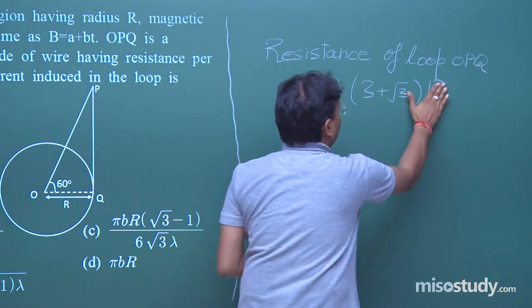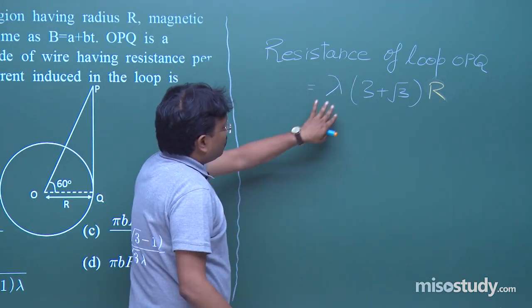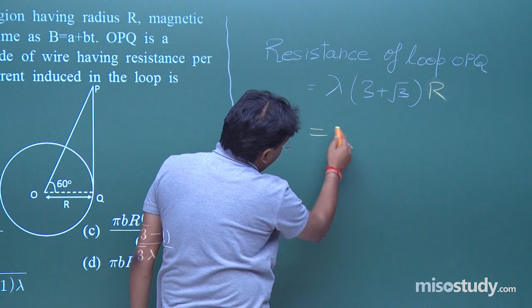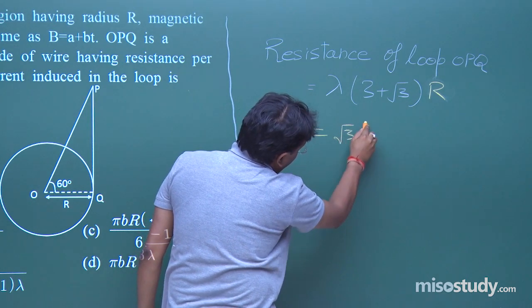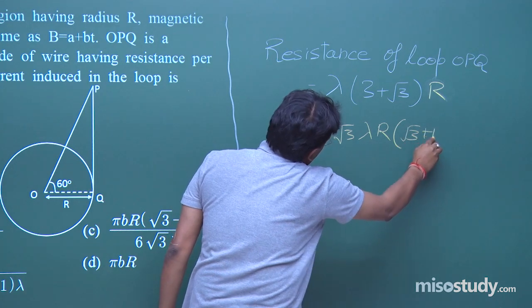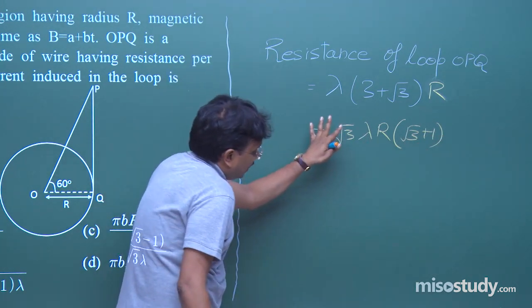Yes, I think I should write this R with a different color, R, fine. So, this is the total length, that you can say, take it out common, like root 3 lambda R into root 3 plus 1. This is something that you can do at any point of time. Okay. Now, this is nothing but arranging the terms.